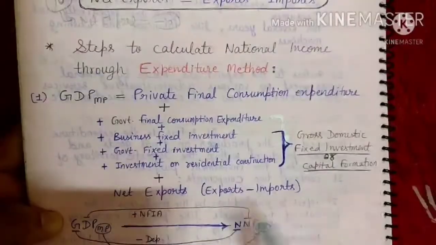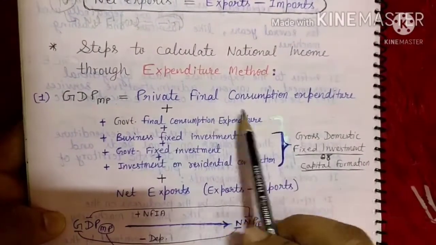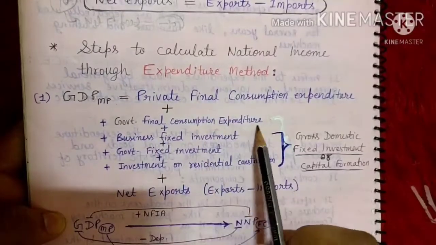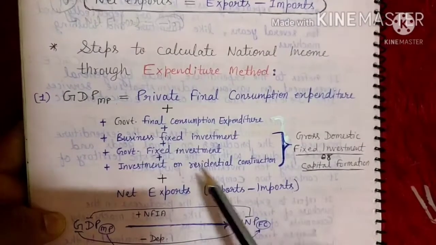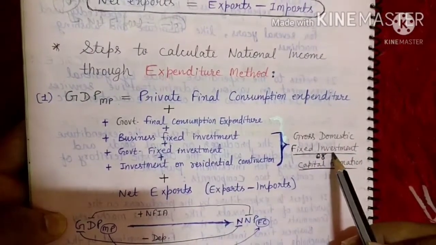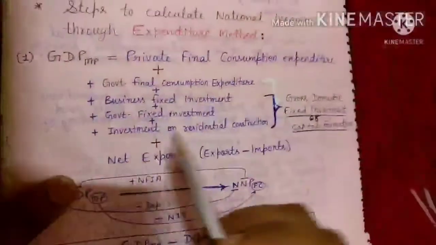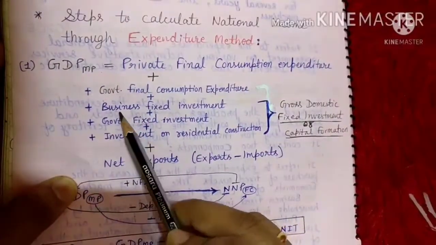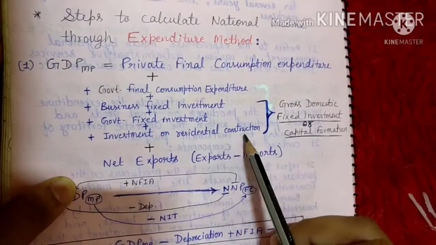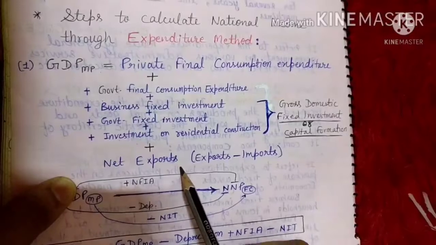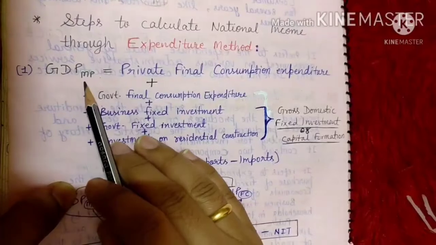GDP at MP. So as you can see here, GDP at MP equals private final consumption expenditure, known as PFCE, plus government final consumption expenditure, then plus what? Business fixed investment and government fixed investment. It is only gross domestic fixed investment. Okay, this one is gross domestic capital formation. Don't be confused. In this one, these things are coming: business fixed investment, government fixed investment, or investment on residential construction by the household. At last, net export, which is export minus import. So after adding all these things, we will get GDP at MP.